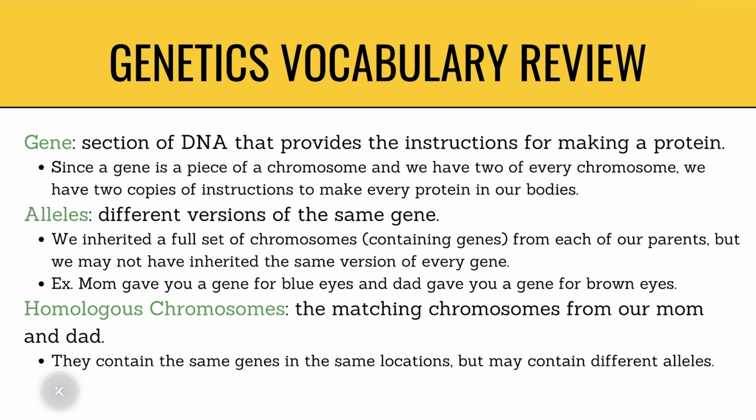And then homologous chromosomes. So that's where you have the chromosomes that come from your mom and your dad, but they're matching. And what that means by they're matching is that they contain the same genes in the same locations. They can have different alleles, but it's still the same gene. So going back to that last example, the eye color is the same gene, the same trait, but you have different alleles or different options for them. So an easy way to remember this is, the prefix homo means same, so these chromosomes are the same in the fact that they contain the same genes.